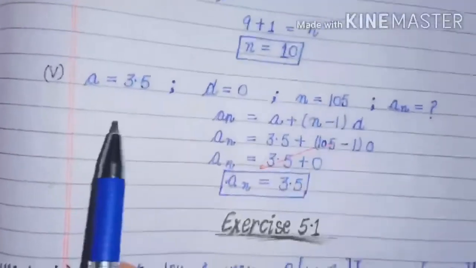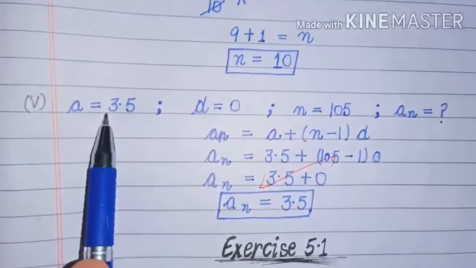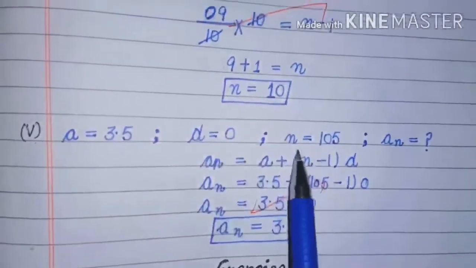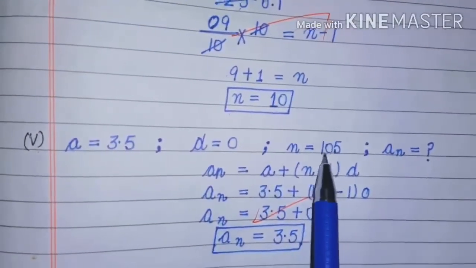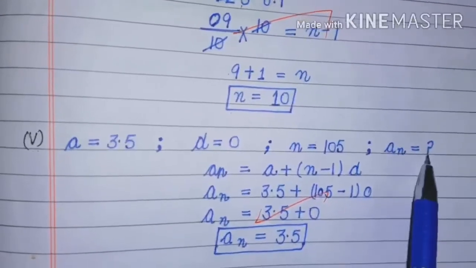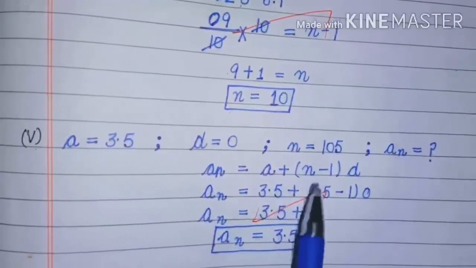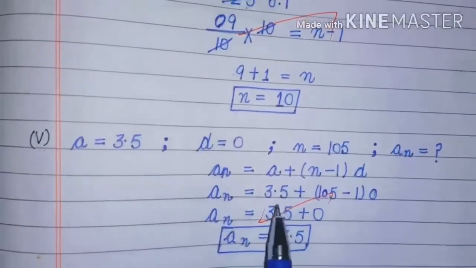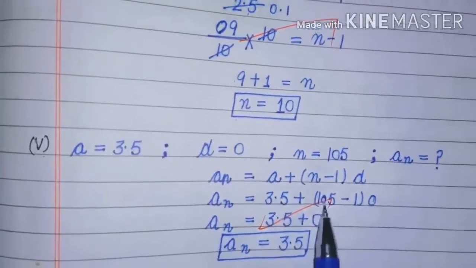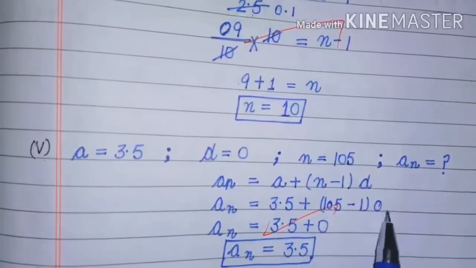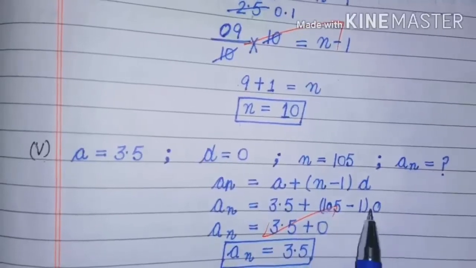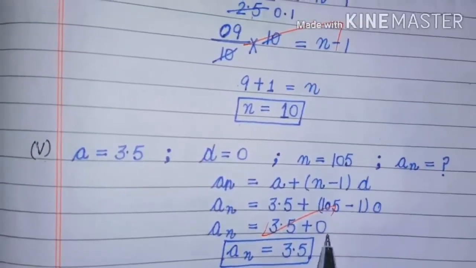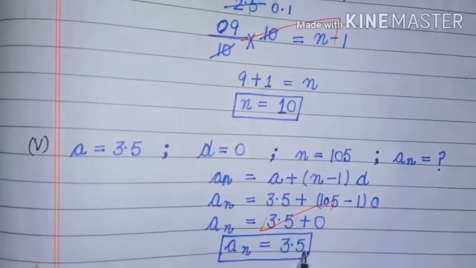Now the next part is, a is 3.5, d is 0, n is 105, and we have to find an beta. So again we will use the formula and put the values. An we have to find, a is 3.5, n is 105 minus 1, into d, which is 0. If we multiply any term with 0, then it becomes 0. So this term is 0, and an is 3.5 beta.